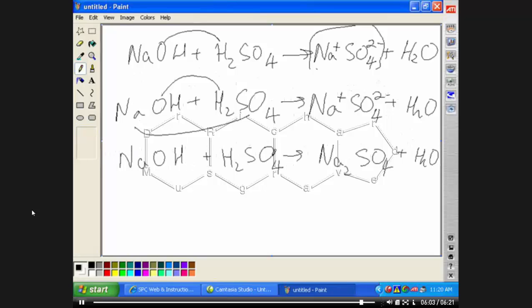So we've got 2 sodiums here, 2 here, we've got 2 oxygens here. I'll put a 2 in front of the water, and the whole thing is balanced. So there you go. That is your acid-base balancing situation.